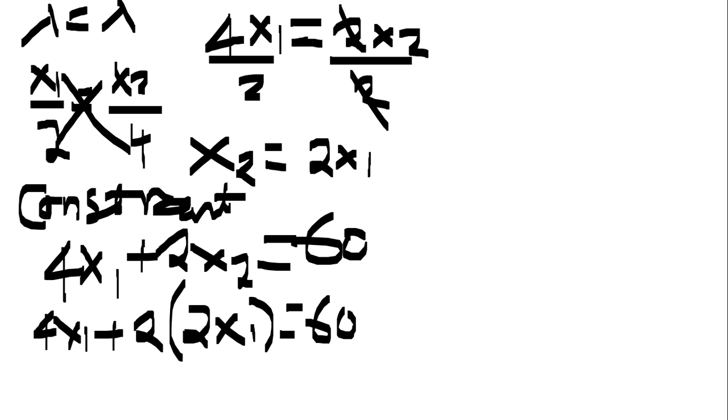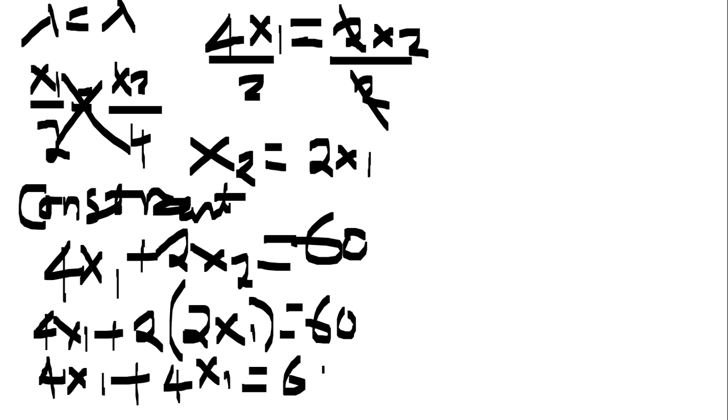2, then we have 2x2 brackets is equal to 60. Yes. So now we can open the brackets, right? Yes. So for x1, this will give us plus 4x2, for x1 again, is equal to 60, right? 4x1 plus 4x1, correct? Yes. Is equal to 60.